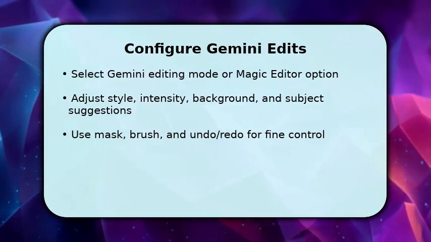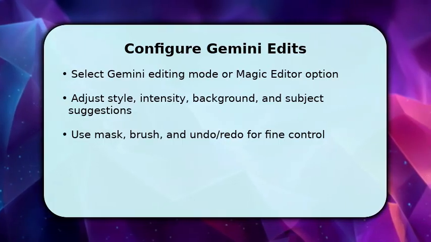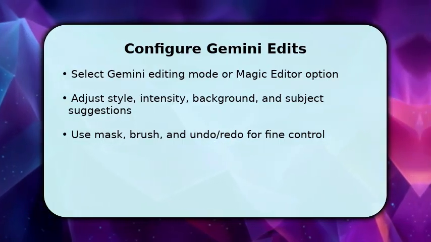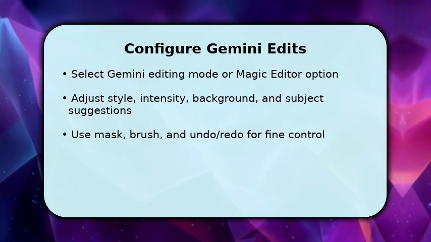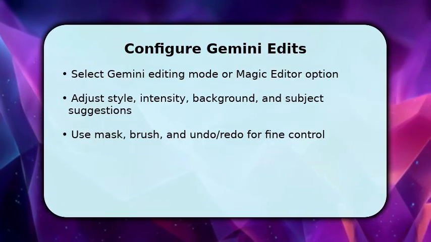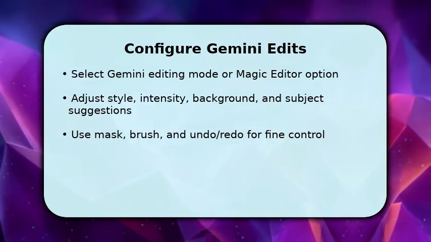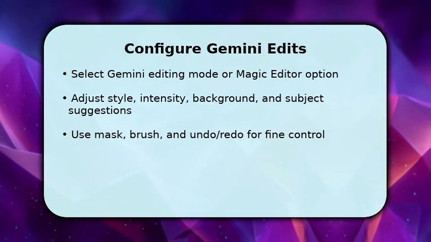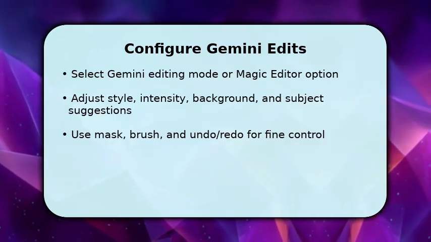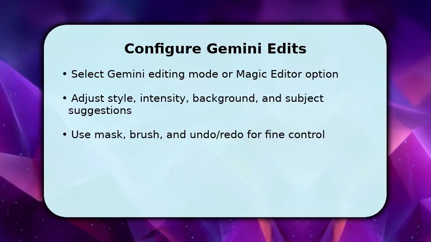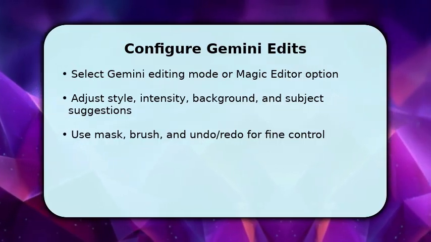Choose Gemini or Magic Editor. This tells the model whether to do complete scene changes or targeted touch-ups. Set style and intensity so results match your intent, and adjust background or subject suggestions if Gemini proposes alternatives. Use masking and the brush tool to protect areas you don't want changed. This gives you precise control.